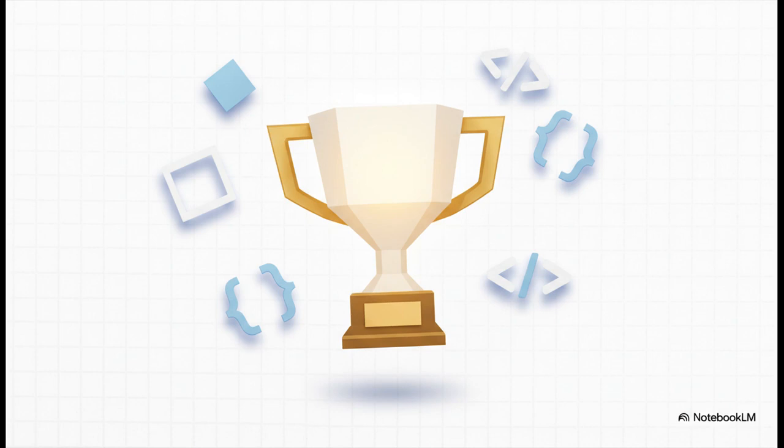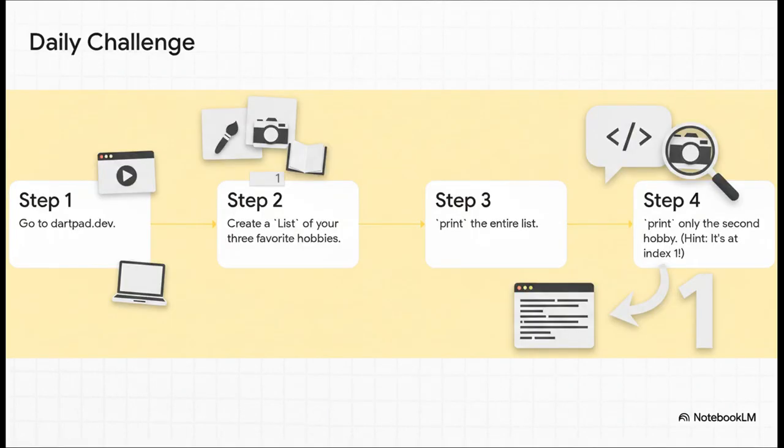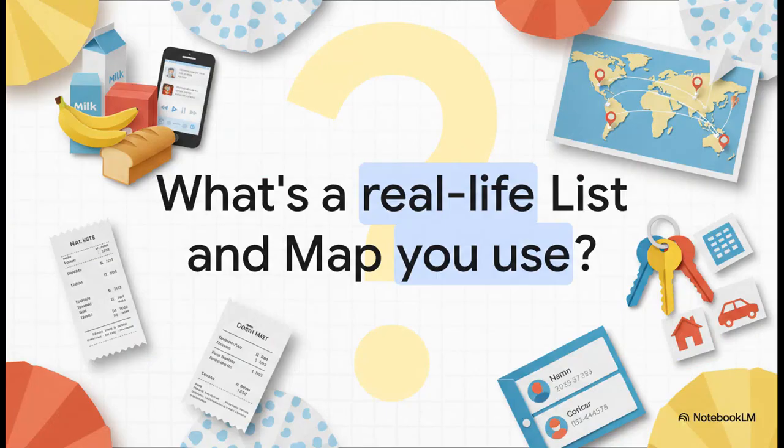All right, enough talk. It's your turn to try this out with a quick challenge. Just follow these steps. And here's a hint. Remember that second hobby is at position 1. And to leave you with a final thought, where do you see lists and maps every day?